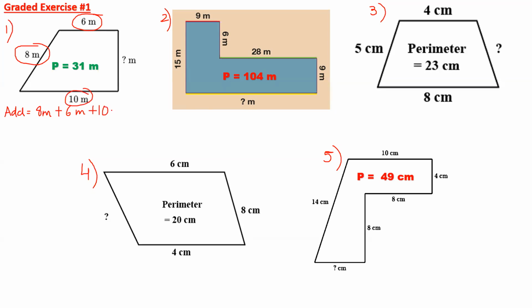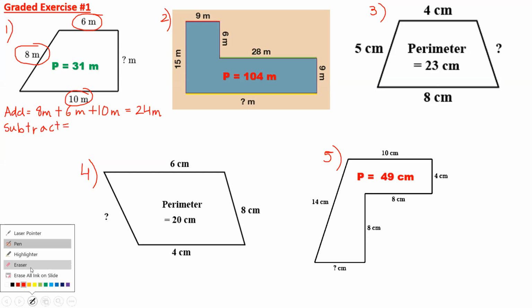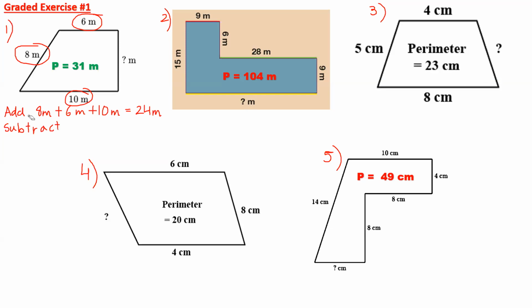So that's how we have to be able to add them first. And so when we add them, what do we have? Well, we have 8 plus 6 plus 10. That's going to give us what? 24 meters. Now we know that the next step is going to be what? What's the next step? Subtract. So what are we going to subtract? The answer, 24.